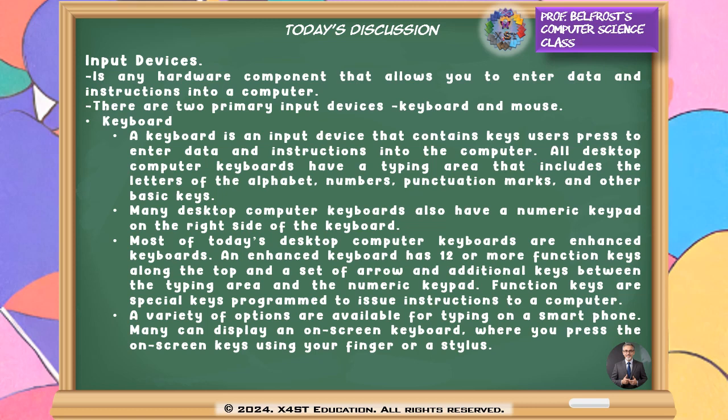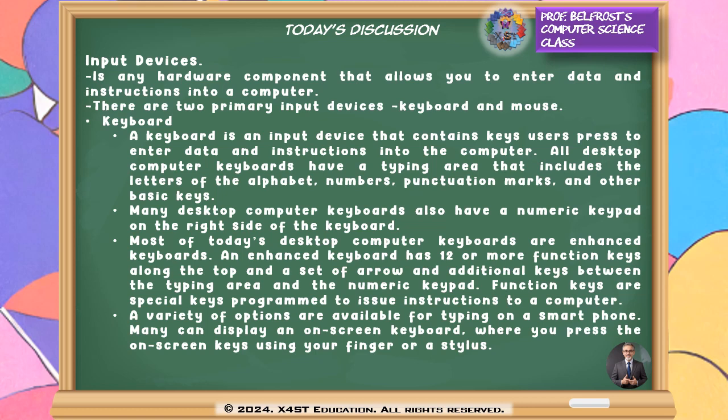I mean, that enhanced keyboard has 12 or more function keys. You can see it at the top part. You have F1 to F12, right? Okay, and also we have a set of arrow and additional keys like page up, page down, home, and insert, etc. that support the function of the keyboard input.